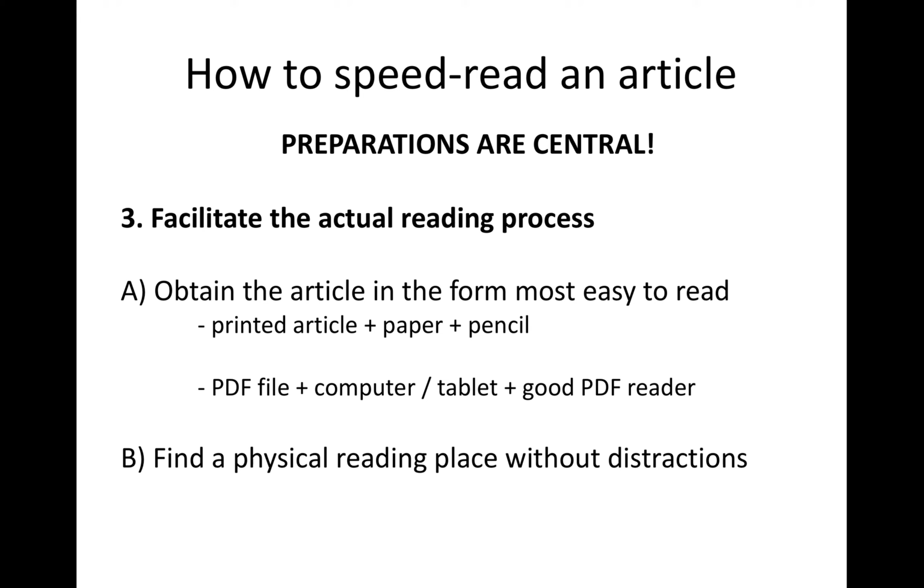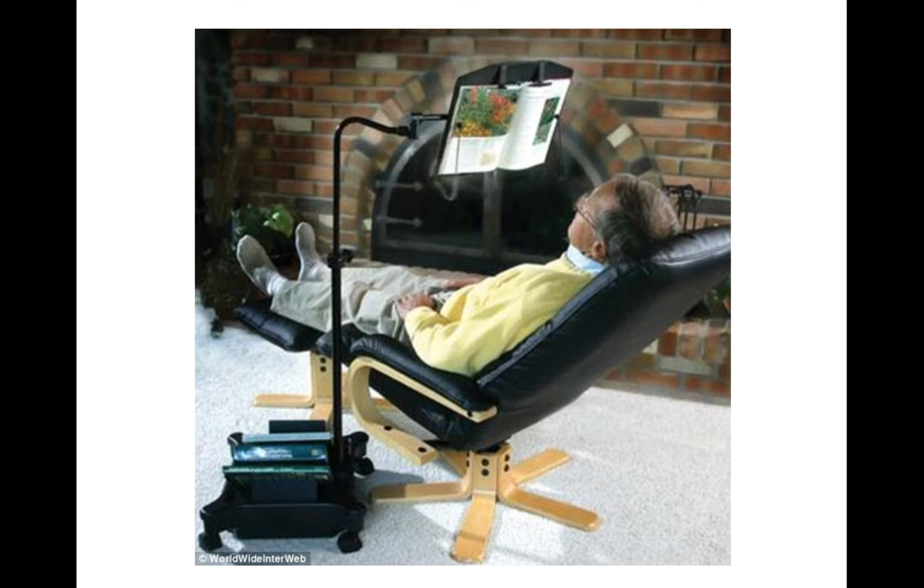You should also think about finding a good physical reading place or space that doesn't involve too many distractions. This could, for example, be a library or your couch or sofa at home, or the subway going back and forth from the university, or your summer house. This is very individual. Some people read best when they sit on the subway on their way to work or their way to studies and so forth.